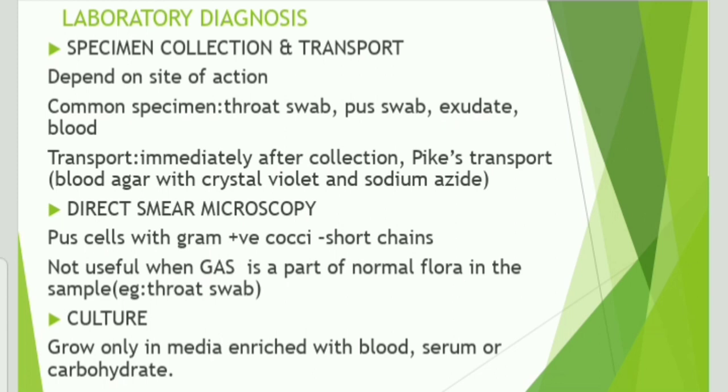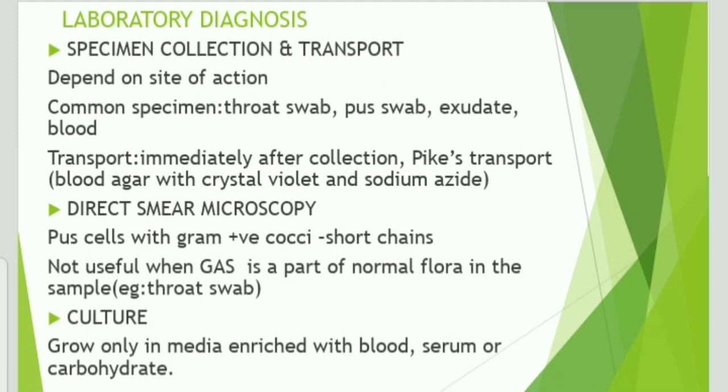And next step is direct smear microscopy under the microscope. On gram staining, what will we observe? We can see gram-positive cocci arranged in short chains. But this method is not useful for specimens like throat swab because this bacteria is a normal flora of the throat. This method is well accepted for the pus specimens.